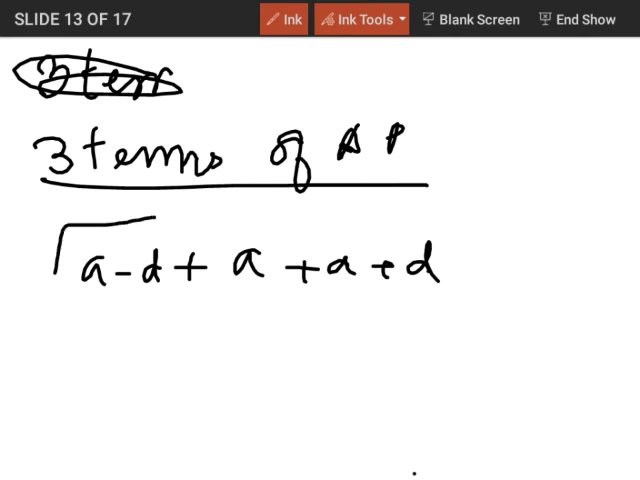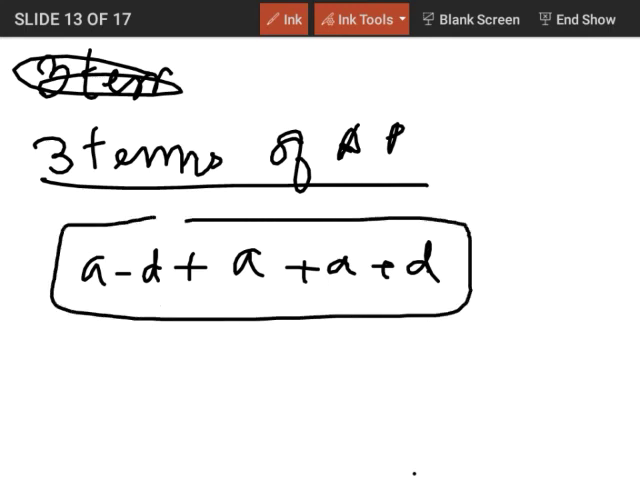Now check this. We can write like this, a minus d, a, a plus d, where d is the common difference between them. Now what is the use of this? The use of this is that the common difference gets cancelled, and the only term that we are left with is a if we add them. So this is the use of it, and we are going to use it in a lot of questions.